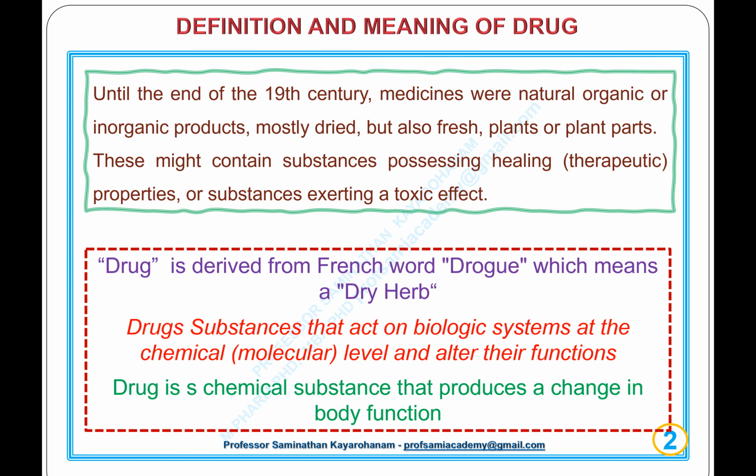Slide number 2, Definition and Meaning of Drug. Until the end of the 19th century, medicines were natural organic or inorganic products, mostly dried, but also fresh, plants or plant parts. These might contain substances possessing healing, therapeutic properties, or substances exerting a toxic effect. The drug is derived from the French word drogue, which means a dry herb.